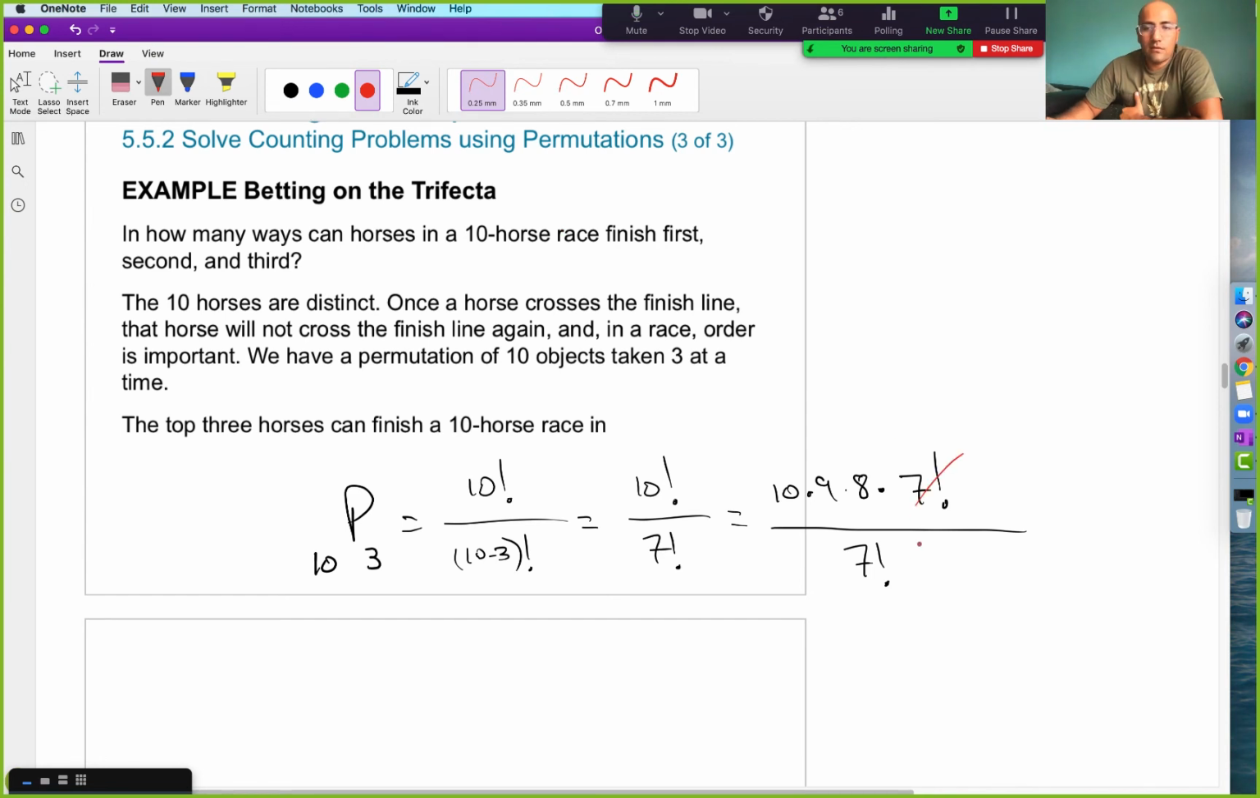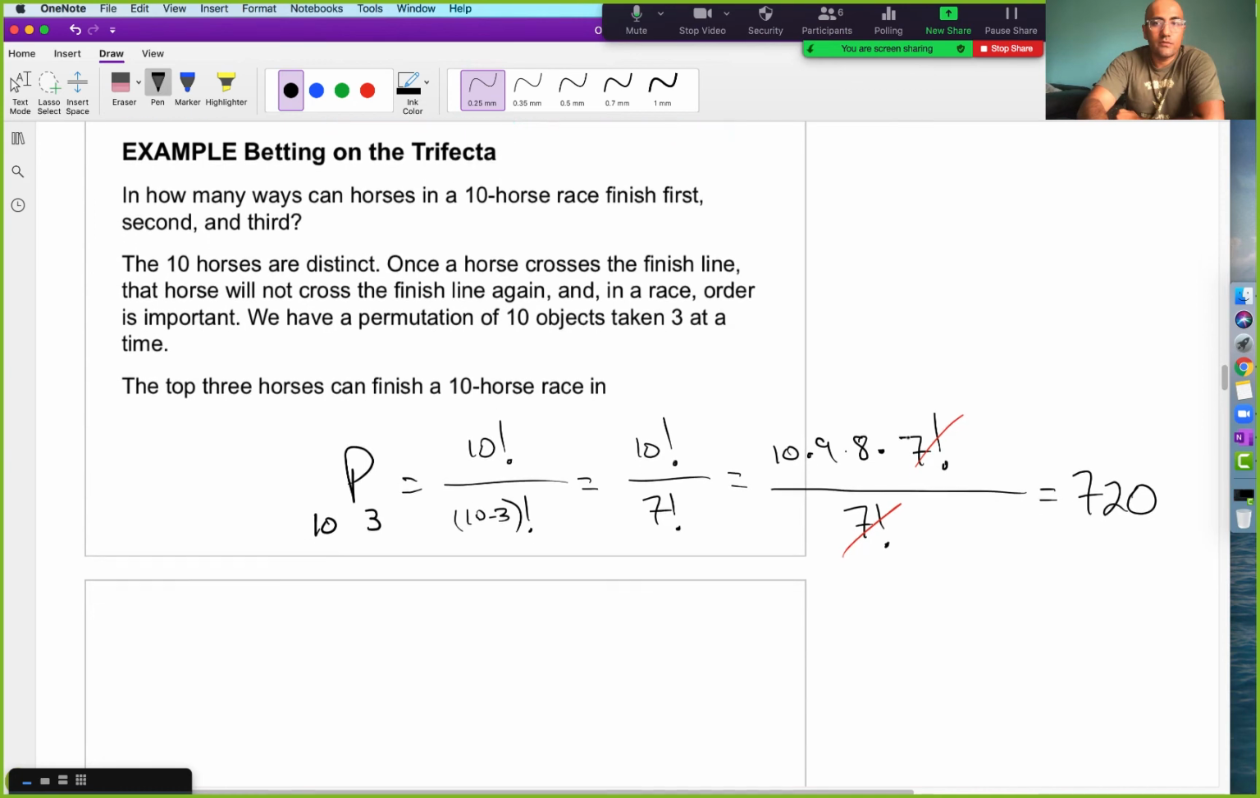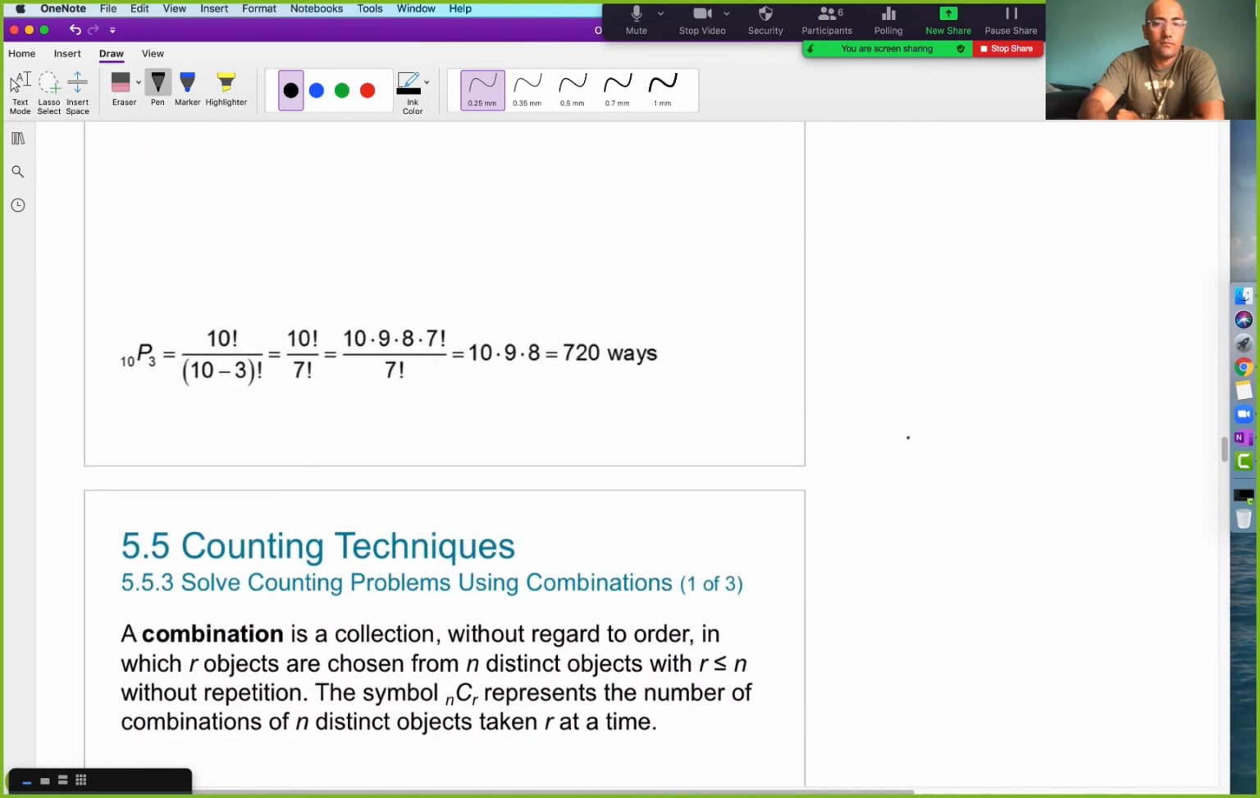And so now this is a new shortcut for this. We can simplify it this way. Good. So 9 times 8 is 72, times 10 is 720. There are 720 different ways in which the horses can come in first, second, third. Good. Questions? Right? 720 different ways.